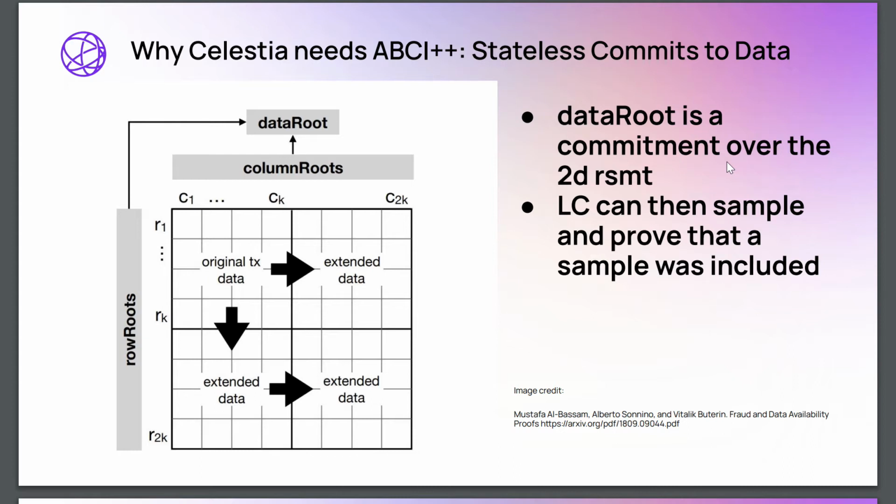Now, one of the main things that Celestia changes is the data root. It's effectively just Tendermint, but then we take the data root and we swap it out for a commit to this square. And that's basically the blockchain part of Celestia. The rest of Celestia is a different peer-to-peer network for data availability sampling. But just the blockchain part of Celestia is effectively just this.